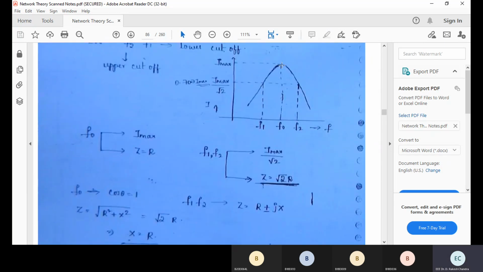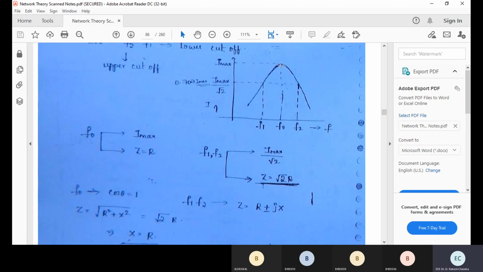You just see here. This is at F0. Your power is I square R, and this I is I max. Here, the current is I max by root 2 whole square into R. So the total power is I max whole square by 2. The total power is divided by 2.